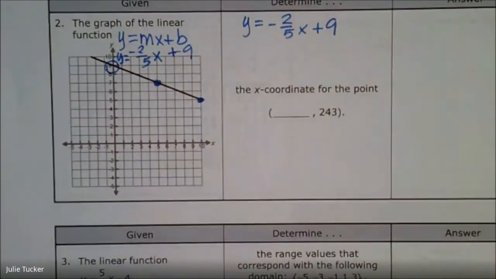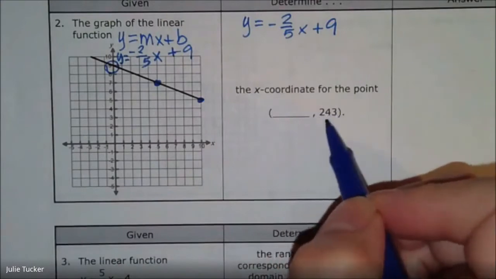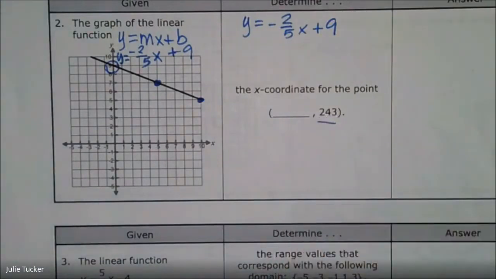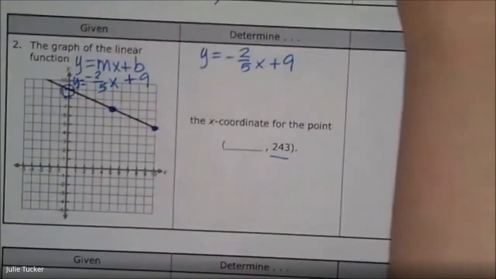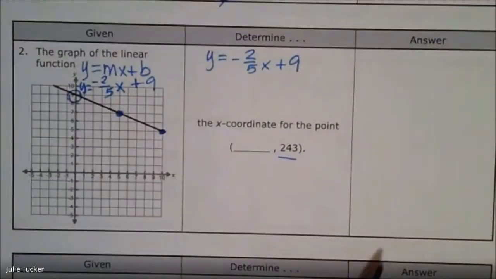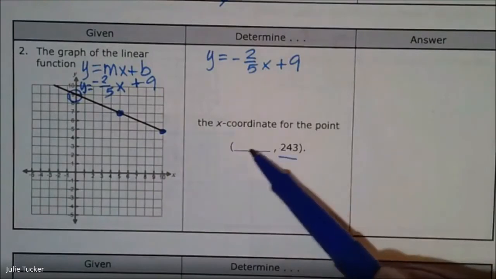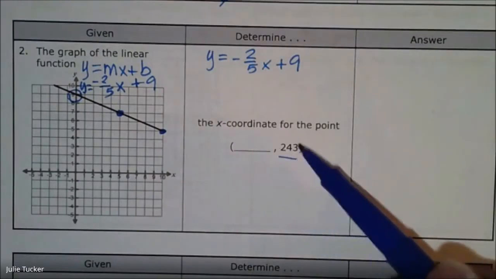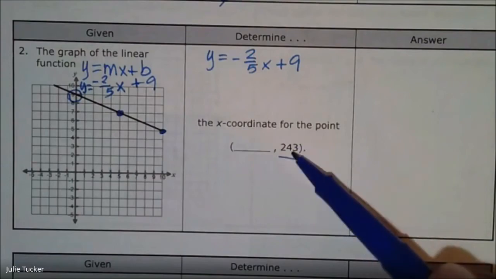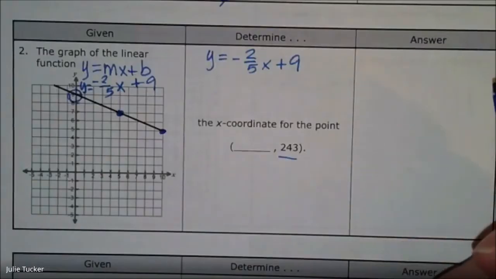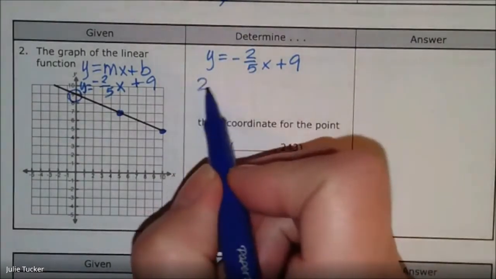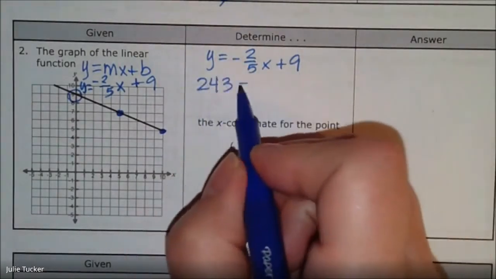And it says we want to find the x coordinate for this point that has this y value right here. So you remember what we did earlier when we were trying to solve for b? We plugged in for x and y. Well, right now we're trying to solve for x, but we can plug this y in and solve for x, okay? So we'll replace the y with 243. We'll substitute that value.